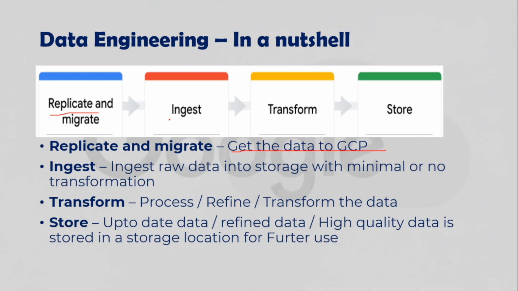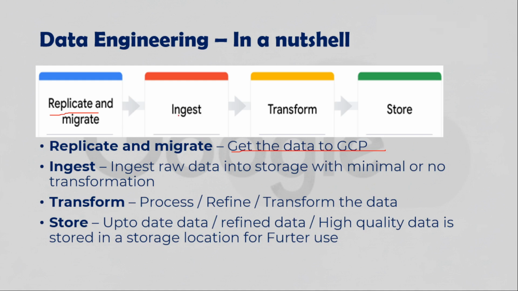Your company has a huge amount of data which is on premise. You want to move that data to the cloud. So here you replicate the data and migrate the same data to Google Cloud Platform. In short, you can say push your on premise data to Google Cloud.